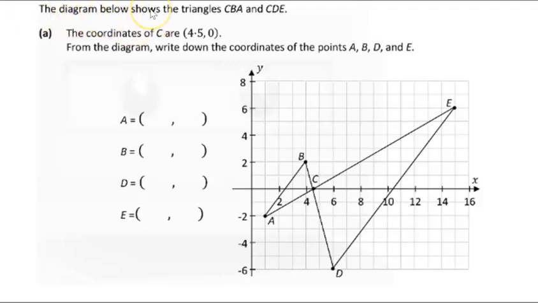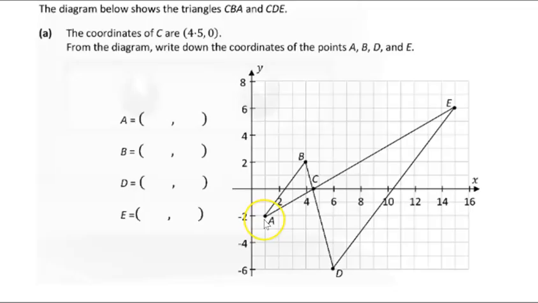The diagram below shows the triangles CBA and CDE. Part A. The coordinates of C are 4.5, 0. That's the coordinates of the point C. From the diagram, write down the coordinates of the points A, B, D, and E.